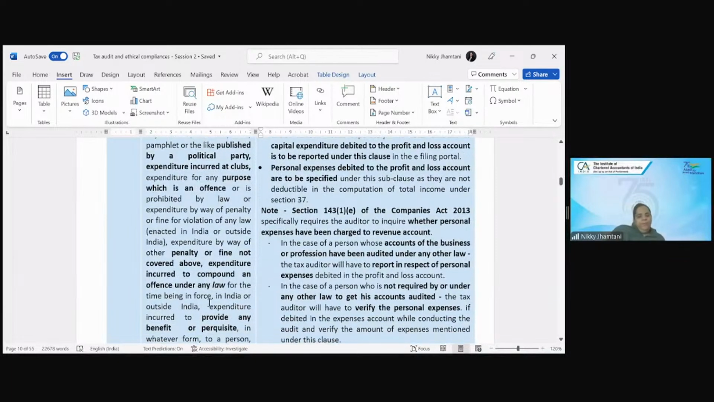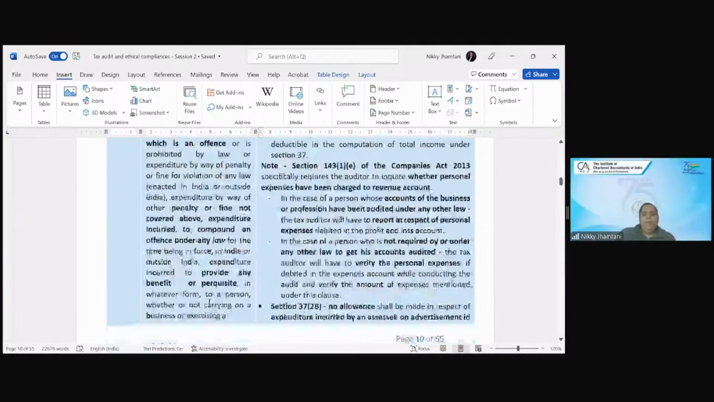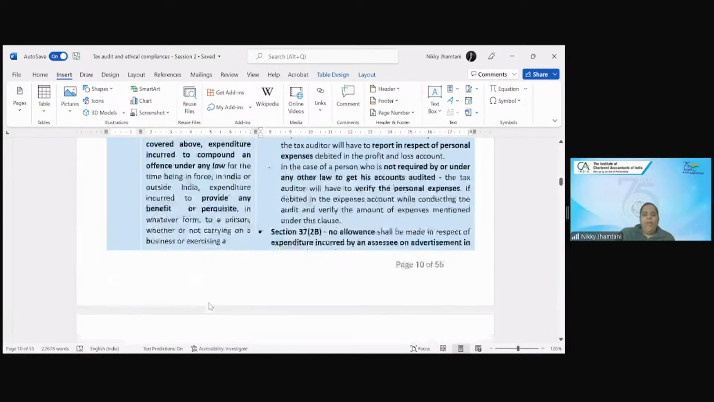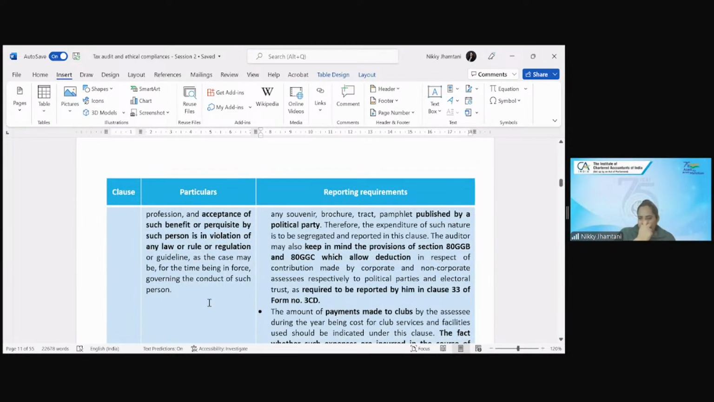expenditure by way of other penalty or fine not covered above, expenditure incurred to compound an offense under any law for the time being in force in India or outside India, expenditure incurred to provide any benefit or perquisite in whatever form to a person, whether or not carrying on a business or exercising a profession, and acceptance of such benefit or perquisite by such person is in violation of any law, rule, or regulation or guideline, as the case may be, for the time being in force governing the conduct of such person.